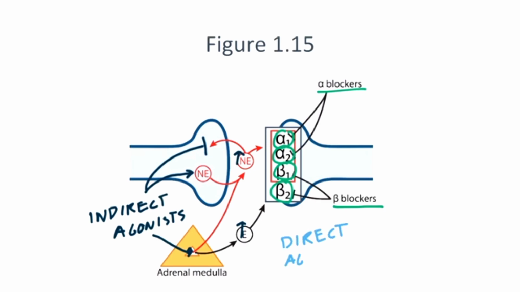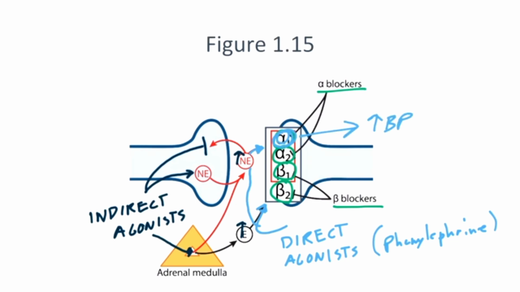Lastly, there are direct agonists, and these can directly stimulate the receptors and act like epinephrine or norepinephrine, depending on the actual drug. For example, phenylephrine can stimulate the alpha receptors, leading to increased blood pressure, especially alpha-1, because of the widespread vasoconstriction that alpha-1 stimulation would cause. This can be helpful in a patient with hypotension. Now, there are so many drugs that can work at this interface.